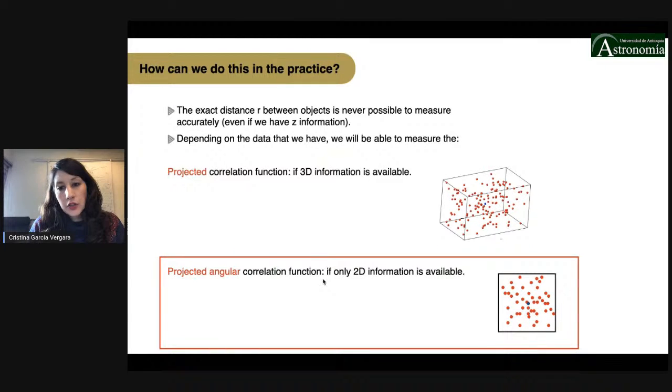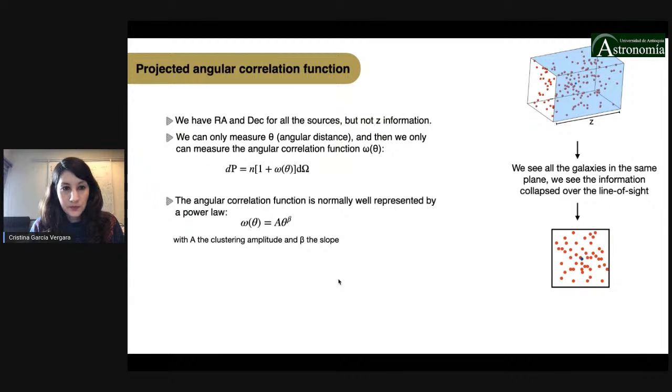Then I am going to talk first about the projected angular correlation function. As I said, this is the reality, but when you don't have redshift, you are seeing all the galaxies collapsed over redshift space, and you only see the sky positions. Then you have something like this that I'm showing here.